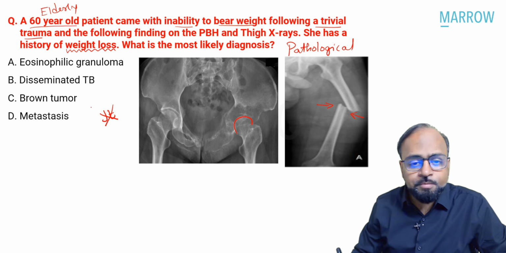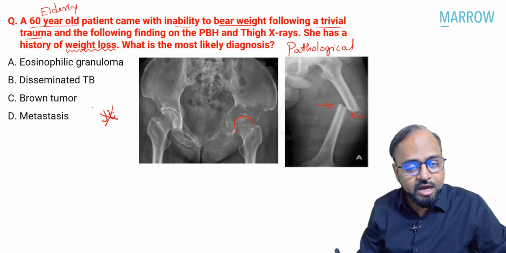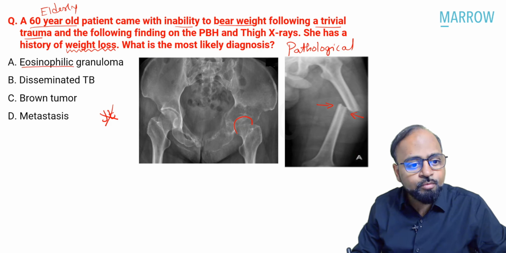Now let us look at the various options. As I said, we are going to reach this answer by excluding the options. So, eosinophilic granuloma or Langerhans cell histiocytosis.